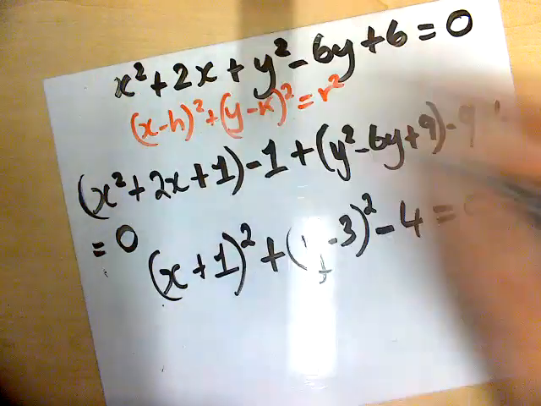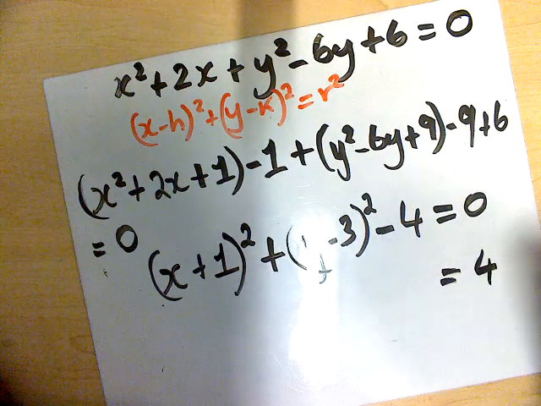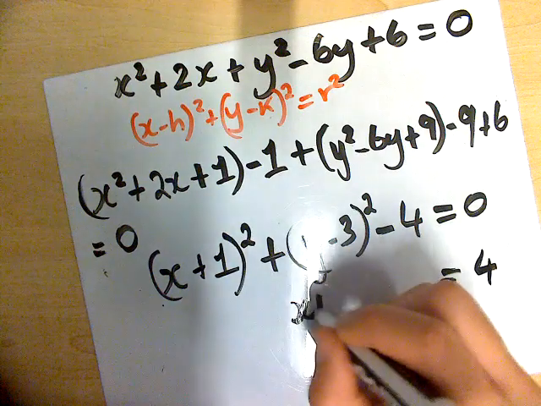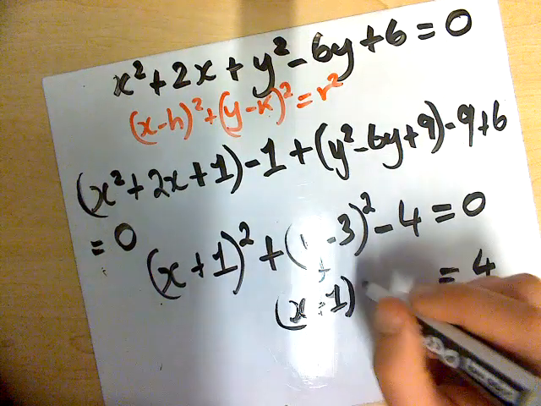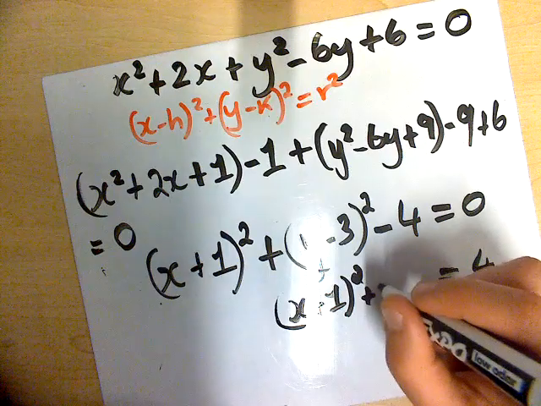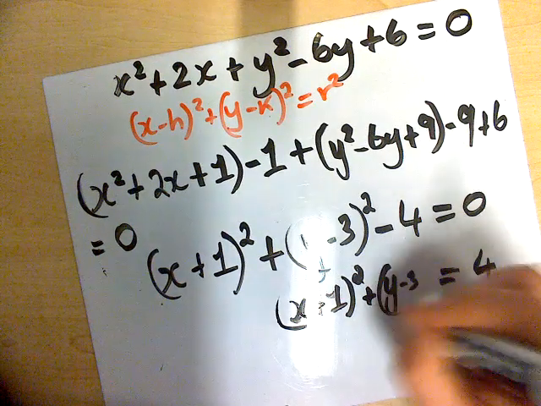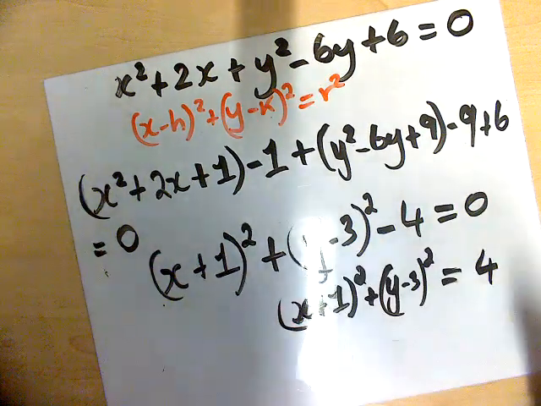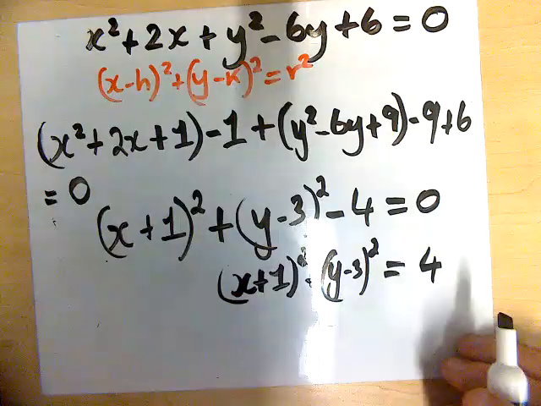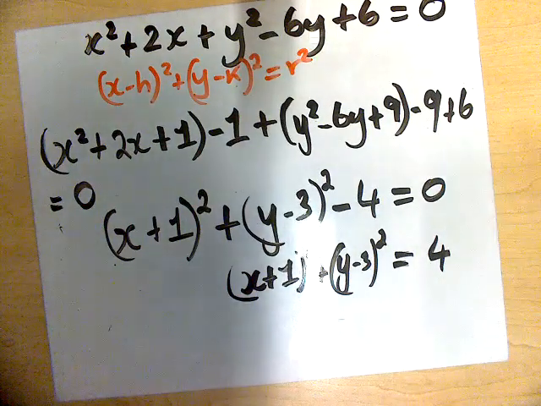Still not quite looking like this, so I'm going to move my 4 over to the other side as a positive 4, and all of a sudden I have x plus 1 squared plus y minus 3 squared equals 4, and it's something I can start to work with. So now this is in our general form.